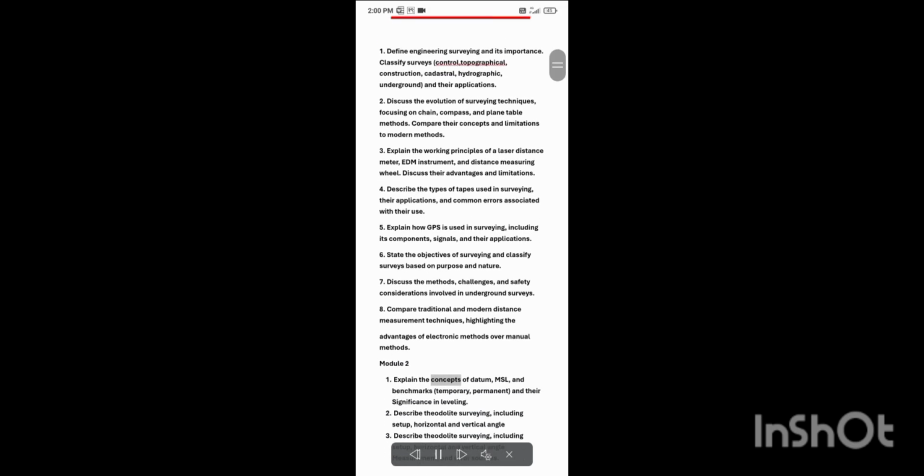Module 2. Explain the concepts of datum, MSL, and benchmarks, temporary and permanent, and their significance in leveling. Describe theodolite surveying, including setup, horizontal and vertical angle measurement, and error sources.